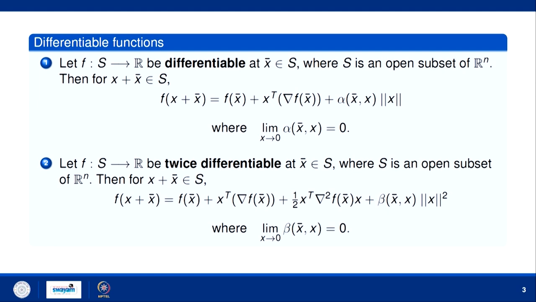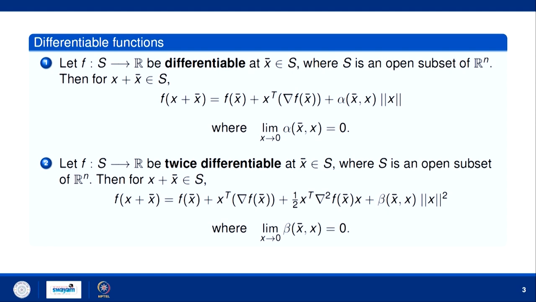Now let us see some other properties of convex functions. We will use this in the other theorems, so we just have to recall this definition. If a function is differentiable at x bar belongs to S, where S is an open subset of Rn, then for any x plus x bar belongs to S, we have by Taylor's theorem that f of x plus x bar is equal to f of x bar plus x transpose gradient of f x bar plus alpha, a function of x bar and x, times norm of x, where this tends to 0 as x tends to 0, if the function is once differentiable.